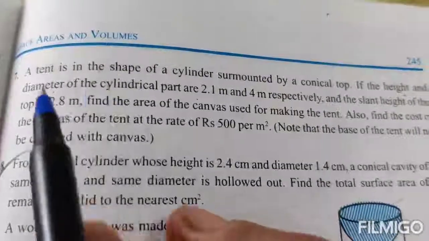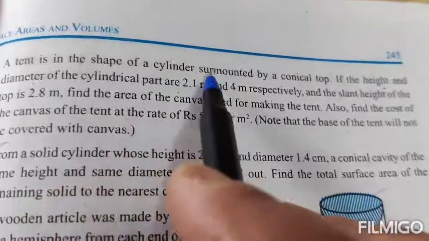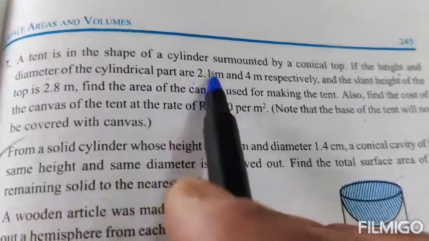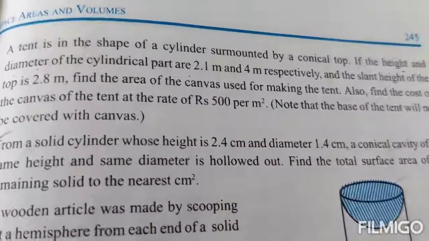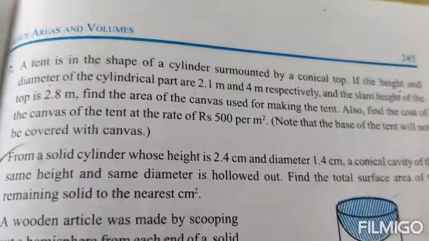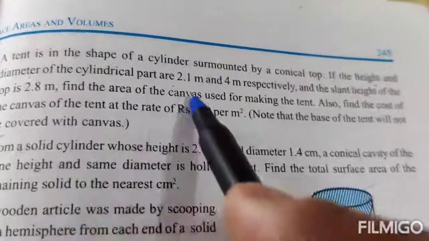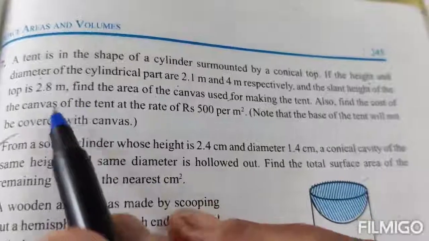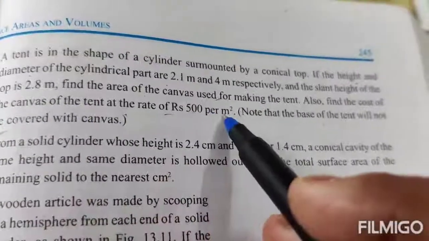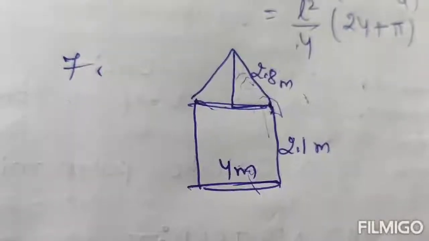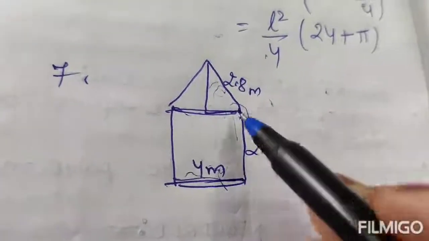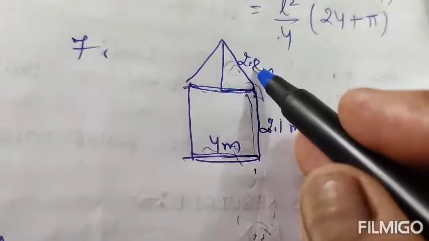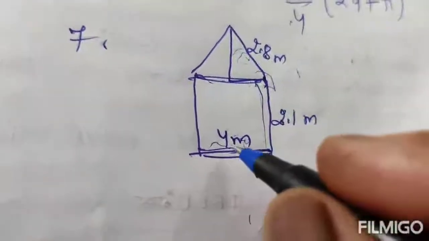Question number 7. A tent is in the shape of a cylinder surmounted by a conical top. The height and the diameter of the cylindrical part are 2.1 meter and 4 meter respectively, and the slant height of the top is 2.8 meter. Find the area of canvas used for making the tent, and also find the cost of the canvas of the tent at the rate of 500 per meter square. Okay. The tent is like this. Diameter of this is 4 meter, height of the cylindrical portion 2.1 meter, and slant height is 2.8 meter. Find the surface area of this tent.